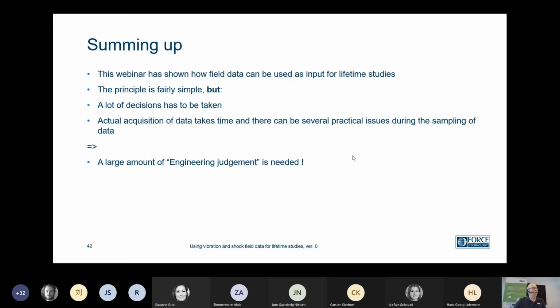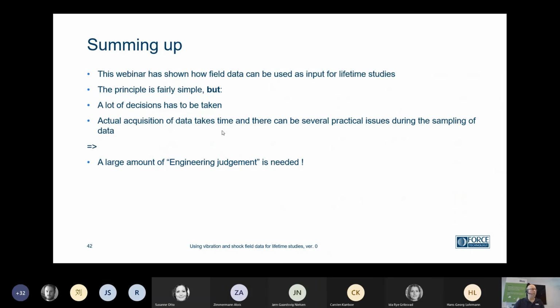So to sum up on this one here, I've shown how we can use this field data as input for lifetime studies. The principle is simple, but I must say that we have to take a lot of decisions, and they are hard to take. It's not always easy to see what the consequence is if I go this way or that way, or take that value or that acceleration model. But my advice would be to take some of the different ones and see what order of magnitude you are working in. And then something about actual acquisition of data.